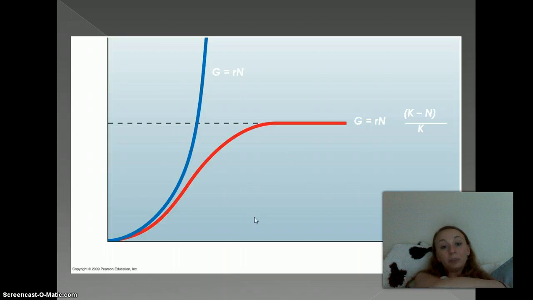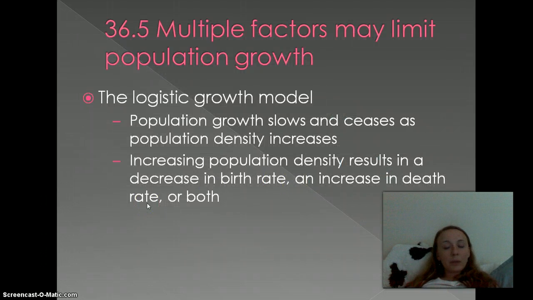So basically this is never going to happen in a real population. Organisms will never continually increase and increase without stopping. And we're going to talk about what this dotted line is here in a second. Population growth will slow in the logistic model and will eventually cease as population density increases, because those factors will have a greater effect on the population when there's more of them. So disease will spread more rapidly when there's more organisms to catch the disease. Increasing population density will result in a decrease in birth rate and an increase in death rate.